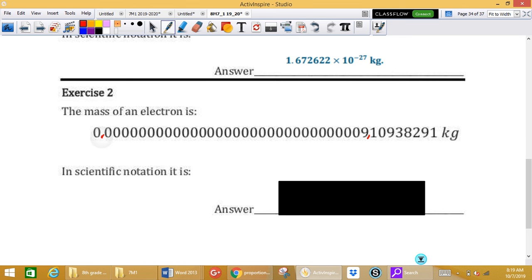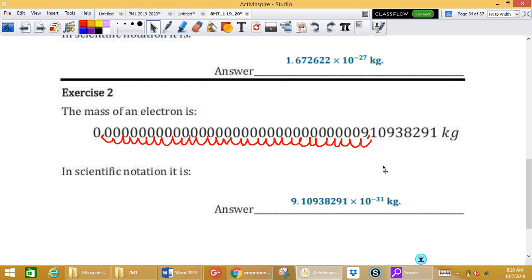So we're going to start here going 1, 2, 3, 4, 5, 6, 7, 8, 9, 10, 11, 12, 13, 14, 15, 16, 17, 18, 19, 20, 21, 22, 23, 24, 25, 26, 27, 28, 29, 30, 31. Again, this number is less than 1, so it'll be to the negative 31st.